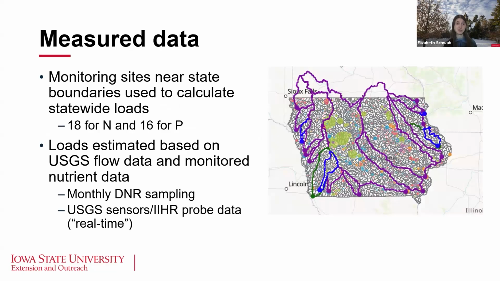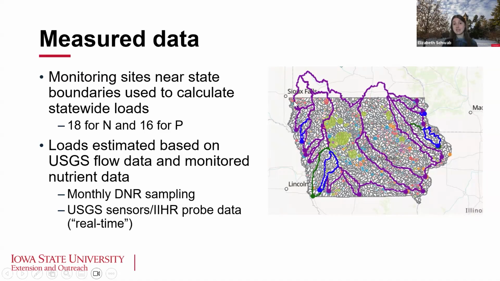Well, as I briefly mentioned earlier and showed this map very quickly, we have our measured data. We have monitoring sites throughout the state. If you look at these purple and blue dots, and a couple of green dots, you can see these are all around the edges of the state. These are the monitoring sites near the state boundaries that are used to help us estimate statewide nutrient loads. There are 18 of these stations used in the calculation of statewide nitrogen load and 16 for statewide phosphorus load.